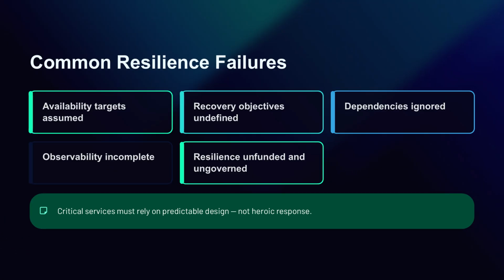With the scenario in mind, you now recognize why resilience often fails in real organizations. Resilience fails when availability targets are assumed, when recovery objectives are undefined, when dependencies are ignored, when observability is incomplete, and when operational readiness is treated as someone else's job. It also fails when resilience is unfunded and ungoverned, causing critical services to rely on heroic response rather than predictable design. You avoid these failures by treating resilience as architecture quality, operational discipline, and governance obligation.